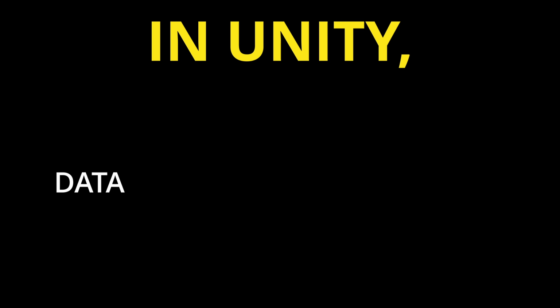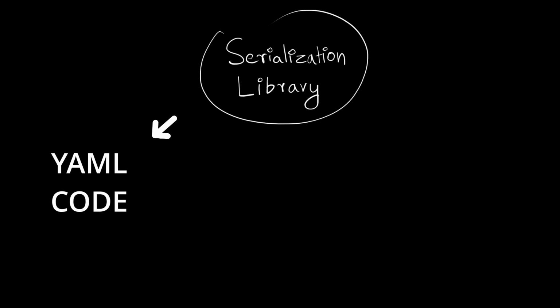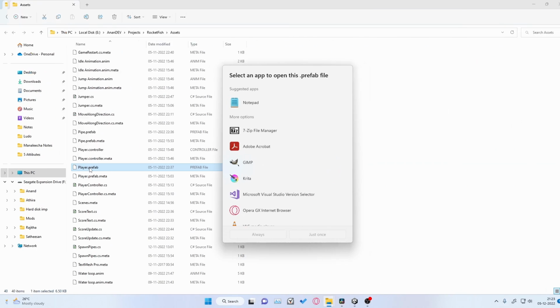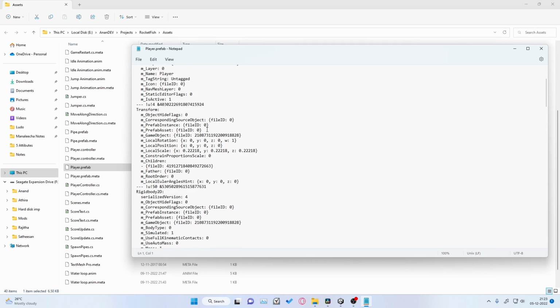Unity translates the data into streams or a series of bytes and then converts it into YAML code. Unity has a powerful serialization library that reads this YAML code and updates the editor accordingly. You can confirm this by opening a prefab or a scene file in a text editor, and you'll be able to see all the serialized data over here in YAML code.